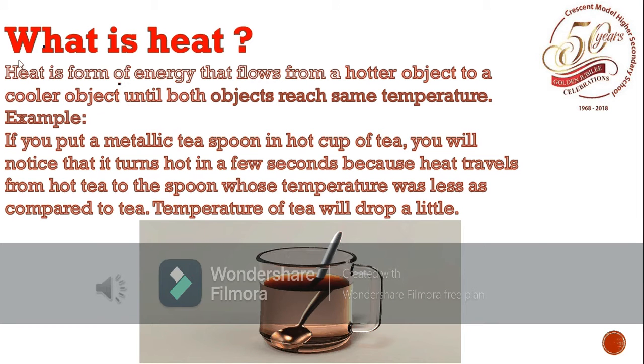What is heat? Heat is a form of energy that flows from a hotter object to a cooler object until both objects reach the same temperature. Example: if you put a metallic spoon in a hot cup of tea, you will notice that it turns hot in a few seconds because heat travels from the hot tea to the spoon, whose temperature was less as compared to tea. The temperature of the tea will drop a little.